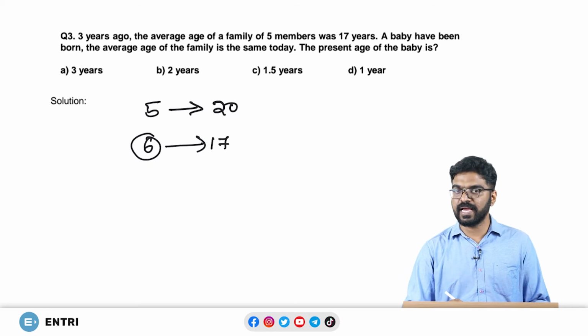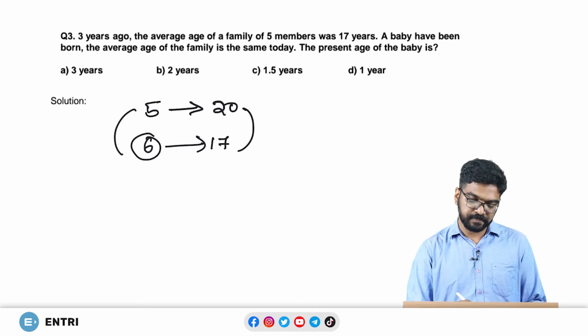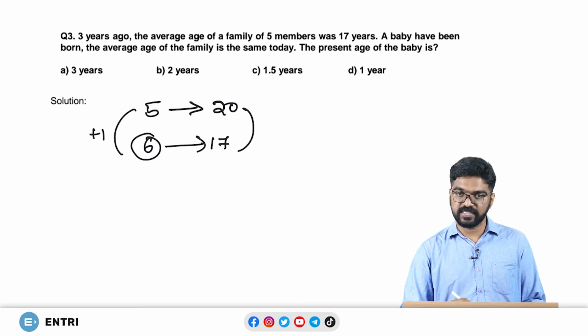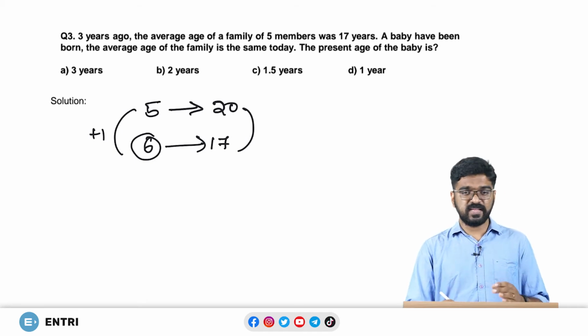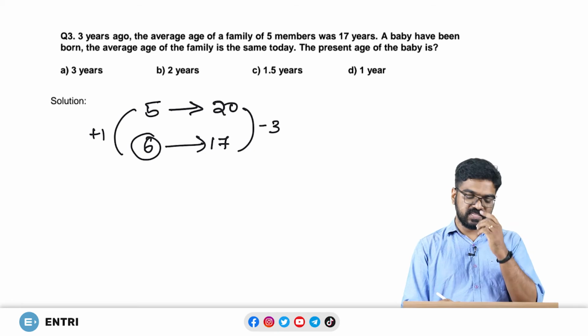So let us try to do the calculation by the method which I explained to you in earlier questions. So calculate the differences in these values over here. 5 became 6. So 1 person increased. Now 20 became 17. The average age decreased actually. So what will I do here? I will put a minus sign because there is a decrease here.